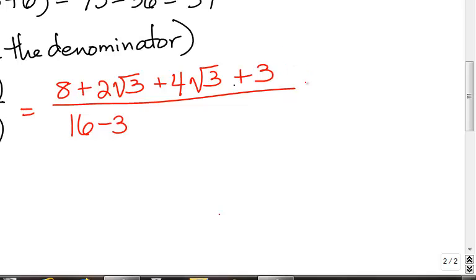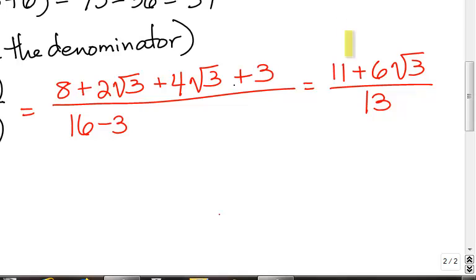Okay, combine up on top. We can combine the 8 and the 3 is 11. Combine the 2 radical 3 plus 4 radical 3, 6 radical 3. And then combine the bottom, we've got 13. 11 plus 6 radical 3 all over 13. Now, if you get down to something like that and all 3 of these numbers, if they have something in common, then you want to reduce it. Okay? But they don't.